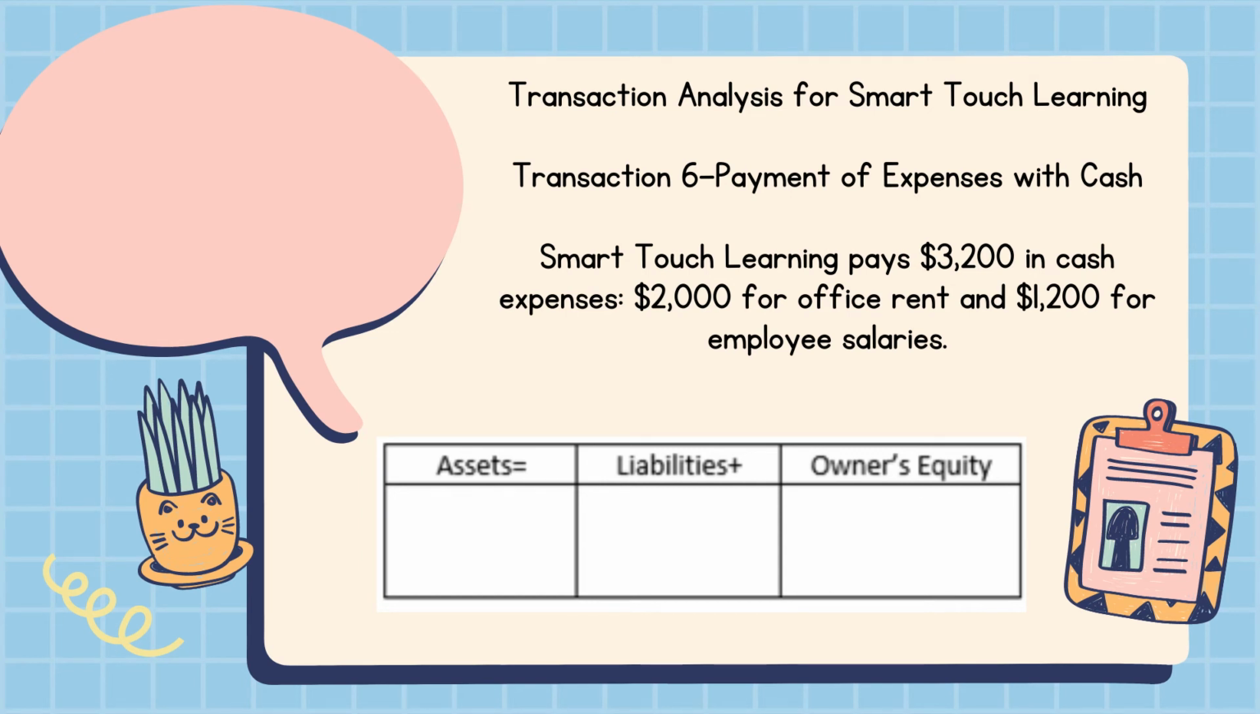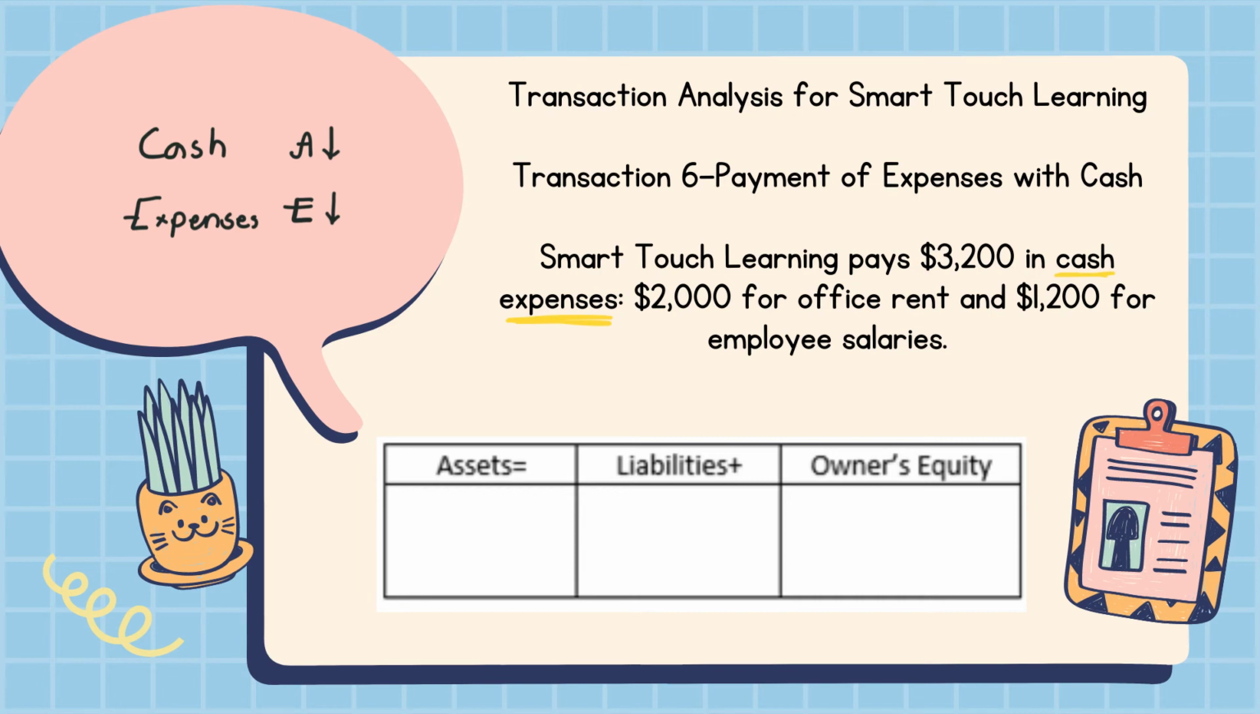Transaction 6, payment of expenses with cash. Smart Touch Learning pays $3,200 in cash expenses, $2,000 for office rent, and $1,200 for employee salaries. So it pays cash, so cash will go down. I'm paying, I'm not receiving, and I paid cash for expenses. Under equity, expenses decrease my equity. So I paid cash, so my cash will go down, and expenses will always decrease my equity.